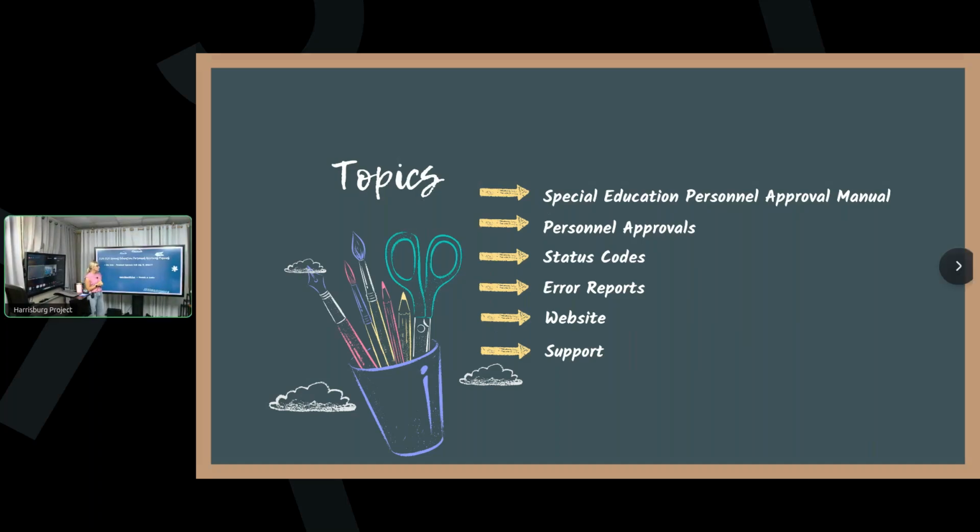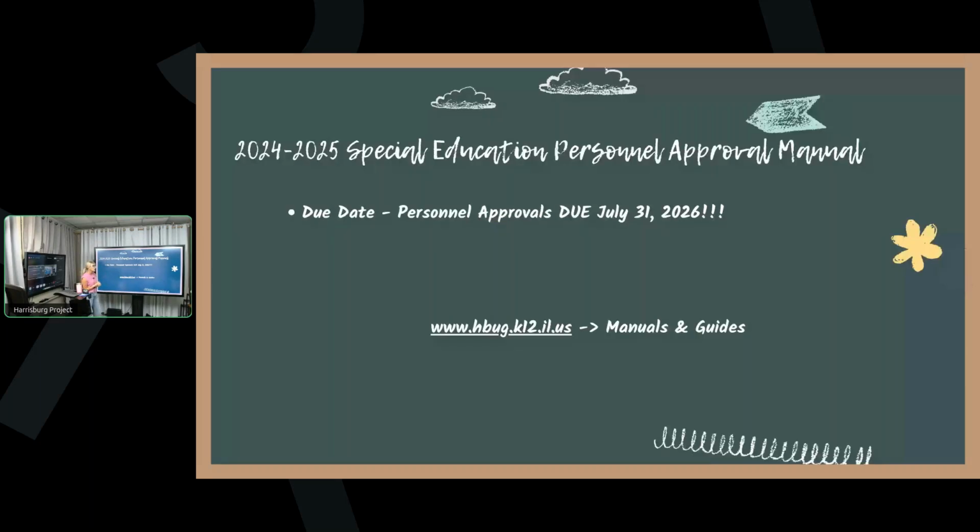For the instructions, they're going to tell you that this year, once again, the personnel approvals are due on July 31st. So you have through the end of next month to work on those. Remember, it is only approvals. There is no personnel claim. And you're going to find those instructions on our website right in the center at the top under manuals and guides. It's going to be the second section. So it's going to show you the student instructions, student approval instructions, and then the personnel approval instructions. So again, no changes this year from last year, just updates for the school year throughout.